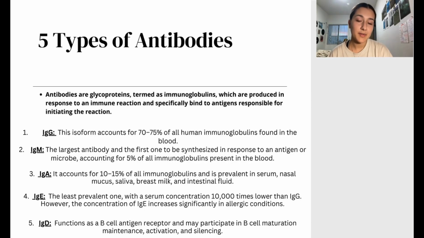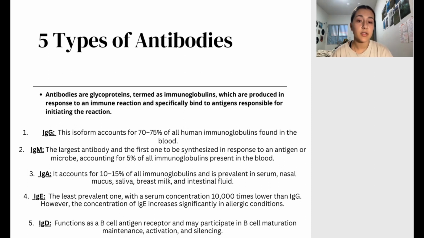There are 5 types of antibodies. Antibodies are glycoproteins, termed immunoglobulins, and they are produced in response to an immune reaction and specifically bind to antigens responsible for initiating that reaction. The 5 antibodies are IgG, IgM, IgA, IgE, and IgD.